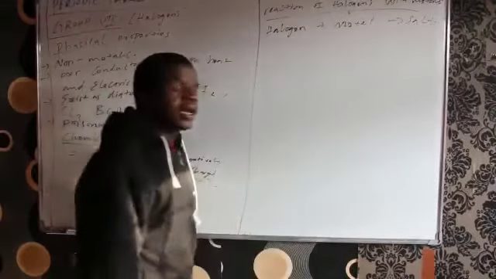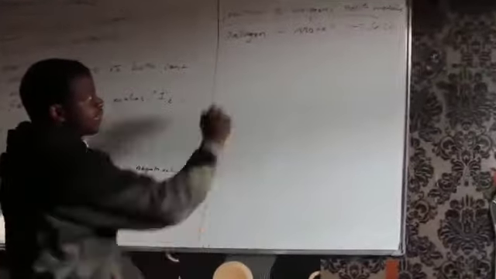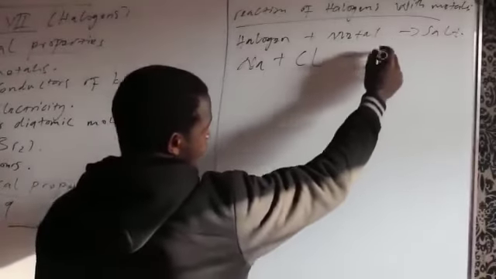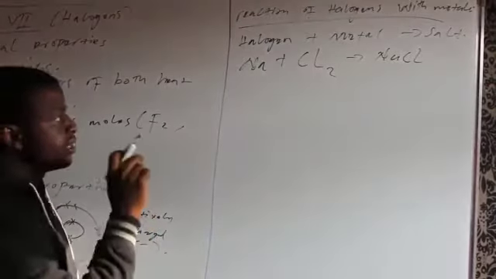Let us look at an example. For example, if we take sodium as our metal and chlorine as a halogen, this will produce sodium chloride, which is a salt.